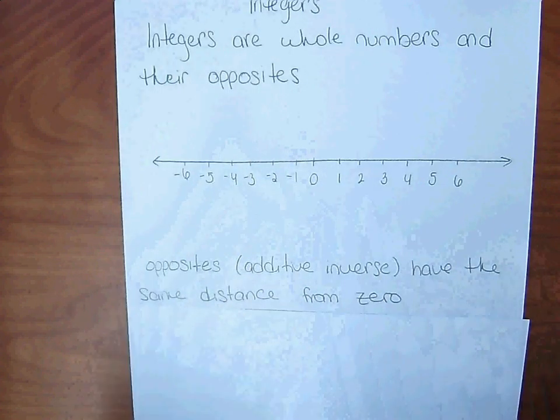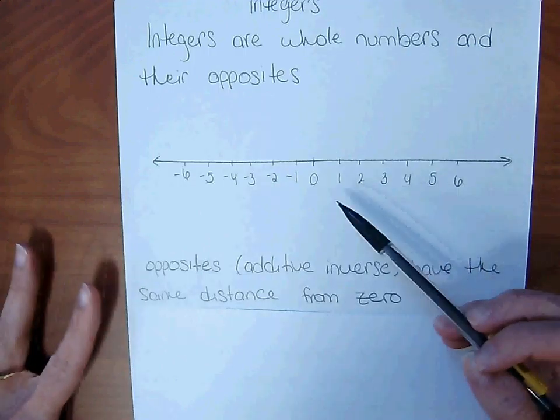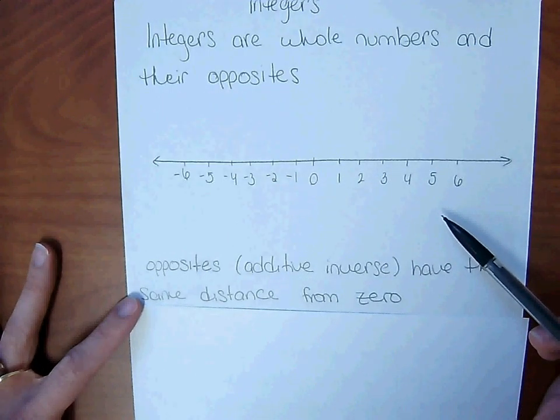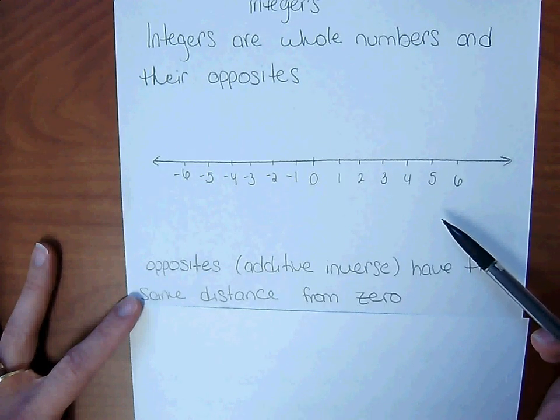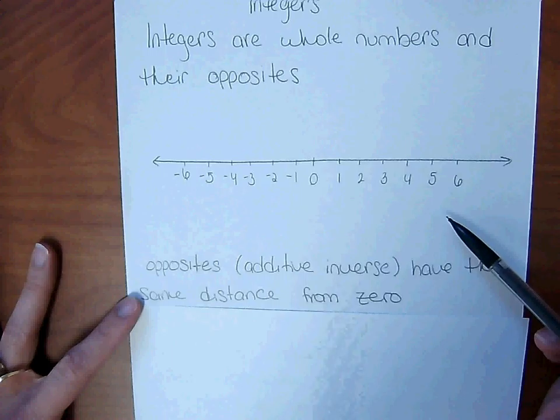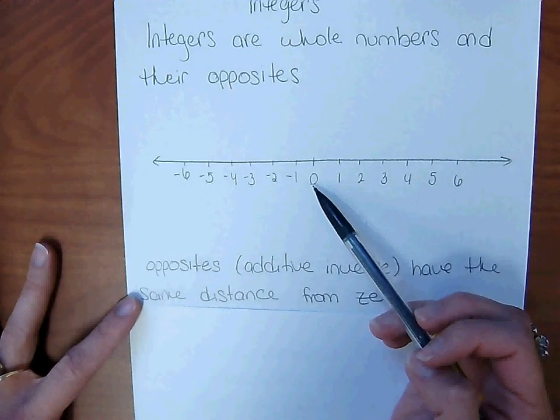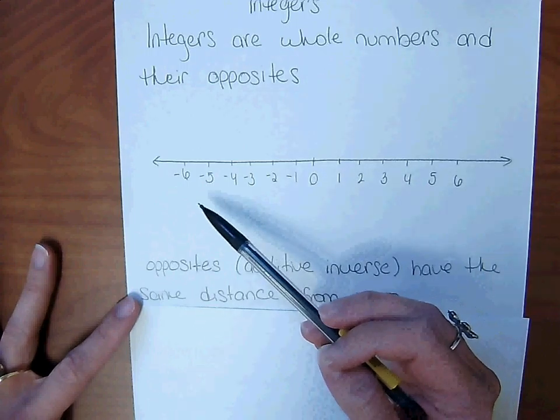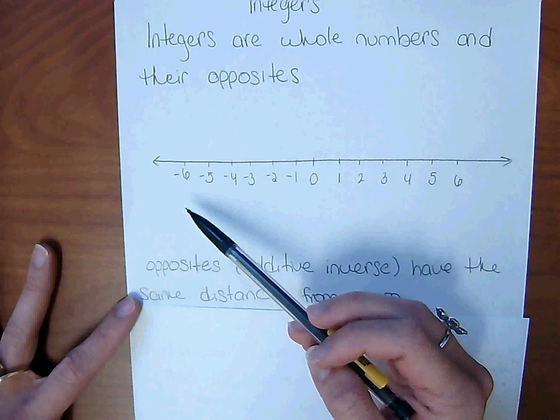Now on a number line, numbers that are to the right of 0 are positive, and as you move further from 0 to the right, the numbers are greater in value. Starting at 0 and going to the left, numbers are negative, and the further we go to the left, the smaller the numbers are.